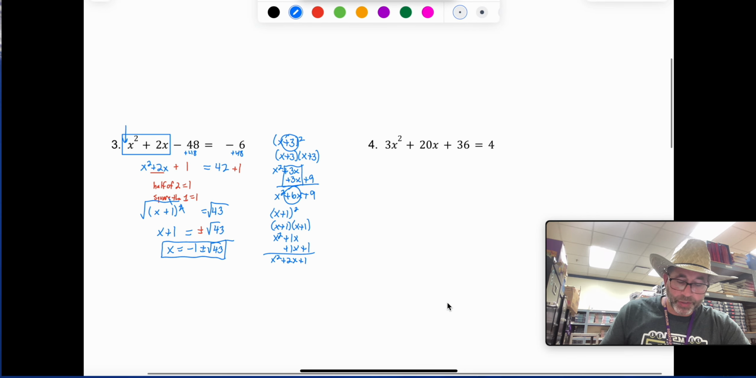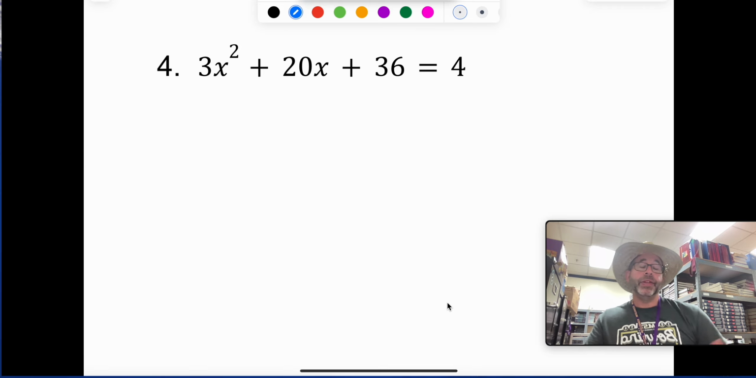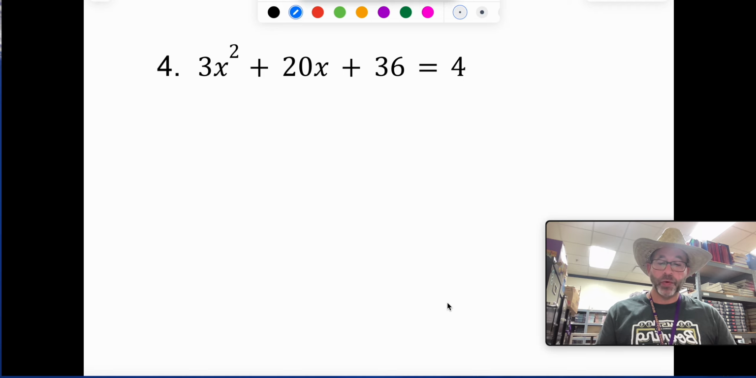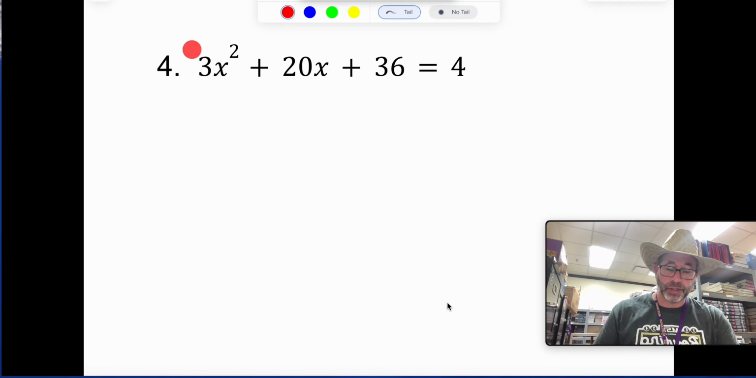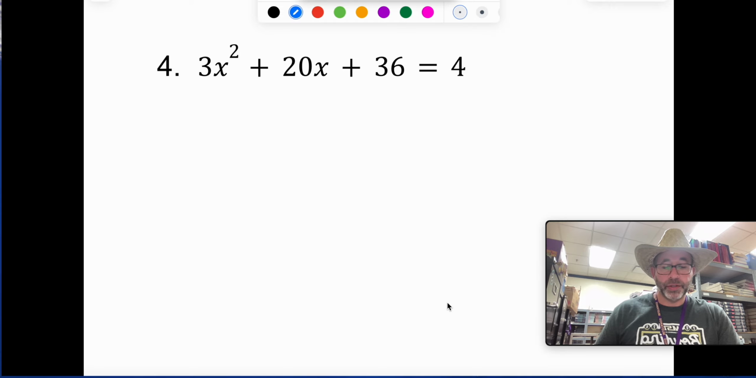more example here, and that's 3x squared plus 20x plus 36 equals 4. This one's going to be a little bit of a doozy. And the reason this is a terrible problem to use completing the square for is because of that 3 right there. I can't have that there. And I want to use some other method usually when we have this, whether it's guess and check, quadratic formula, something. But it's okay to still do completing the square here.